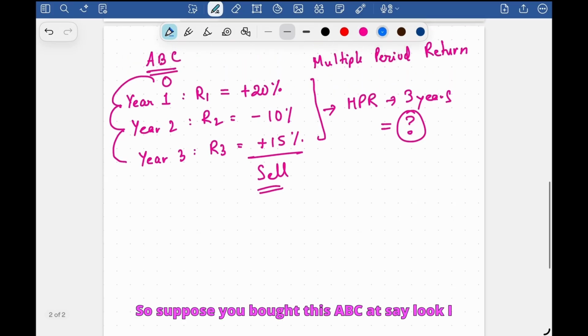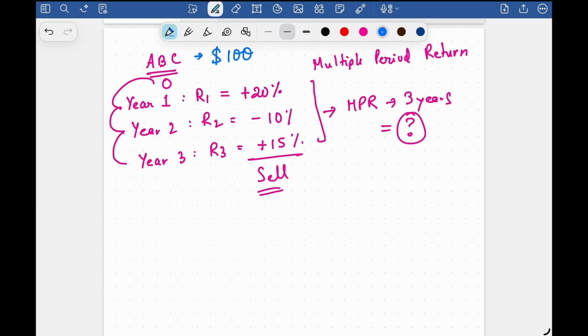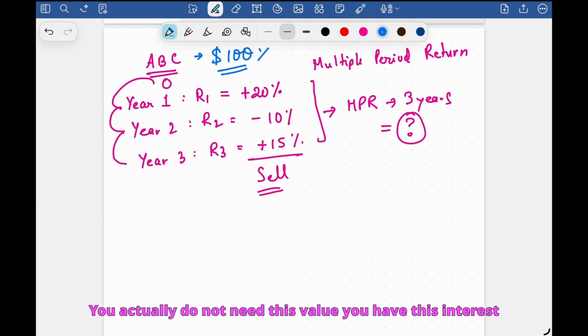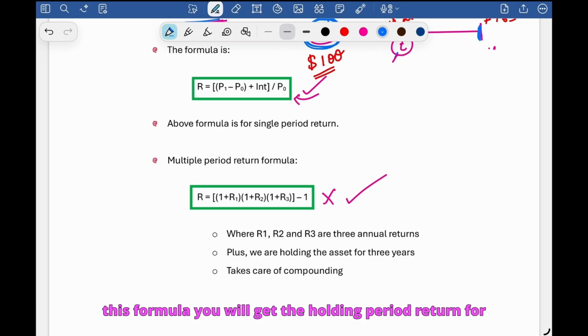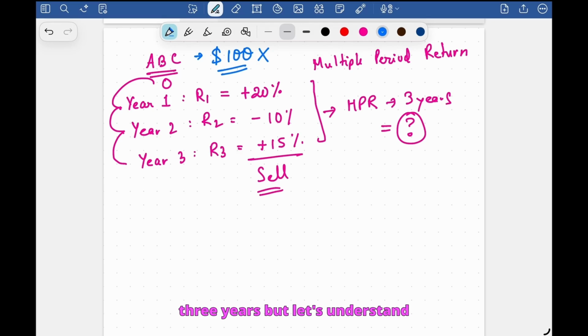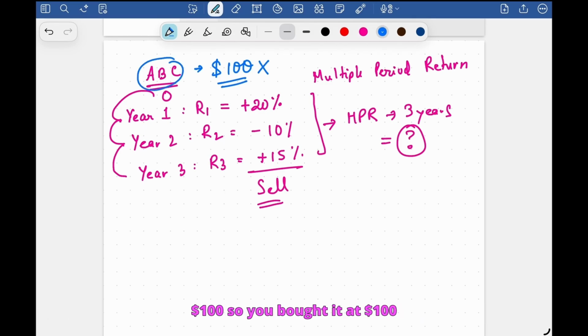Suppose you bought this ABC at, say, and look, I'm just giving you an example, assuming that you bought it at $100. You actually do not need this value. You have this interest rate, you plug it into this formula, and you'll get the holding period return for 3 years. But let's understand it conceptually. So you bought this financial asset ABC in year 0 at $100.